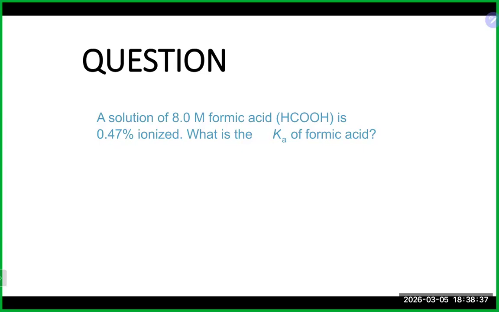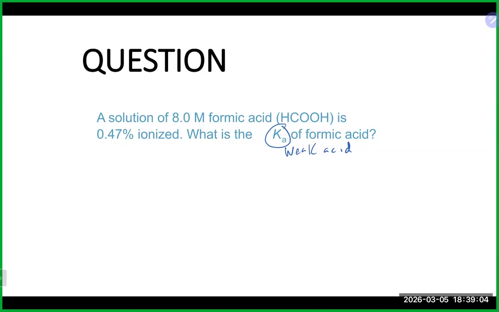A solution is 8 molar formic acid, and it is 0.47% ionized. We want to actually know what is the Ka value of the formic acid. So the first thing that we do know about formic acid in this case is we are looking for a Ka value, which means it definitely is a weak acid, right? Because those, again, are the only acids that have Ka values associated with them.